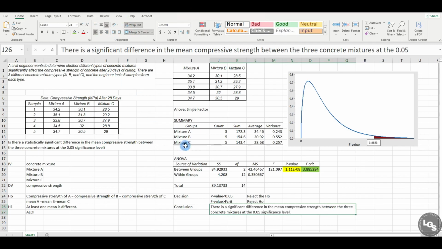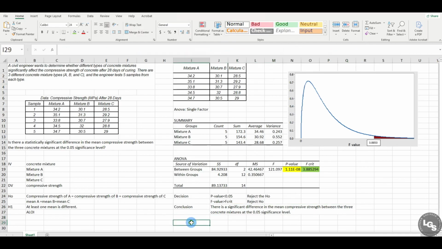Now the question is, which group or which mixture is different among the three? In order to do that, you may use a post hoc test to determine which group is different. There are different tests for that. The most common or widely used is Tukey's HSD, or Tukey's honest significant difference, which is widely used for pairwise comparison of group means after ANOVA.